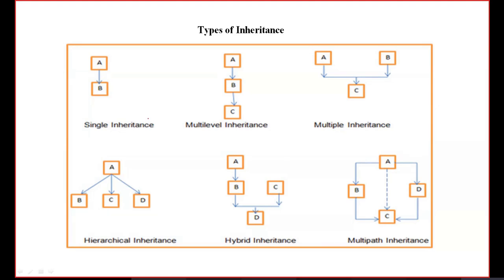You can see these are the types of inheritances, right? So let us explore them one by one. First one is single inheritance. Now what is single inheritance? One base class and one derived class. The example that we saw in the previous slide is called single inheritance.